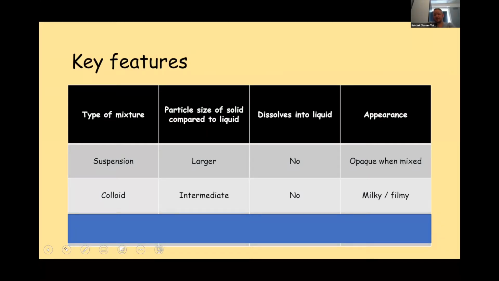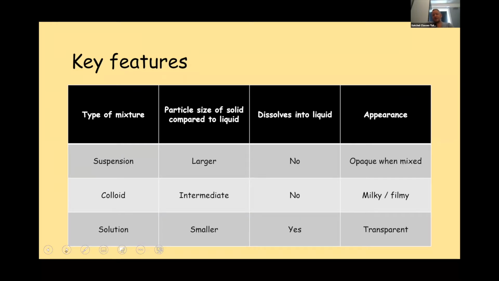A colloid has an intermediate particle size. It means it's in between, or roughly around the same size as the liquid. It doesn't dissolve into the liquid, and its appearance is milky and filmy. A good example of a colloid is milk in suspension, as well as the jelly that we said before. Finally, a solution. The particle size of the dissolved solids is smaller than that of the liquid around it, and it does dissolve into the liquid because of that, and its appearance is always transparent.